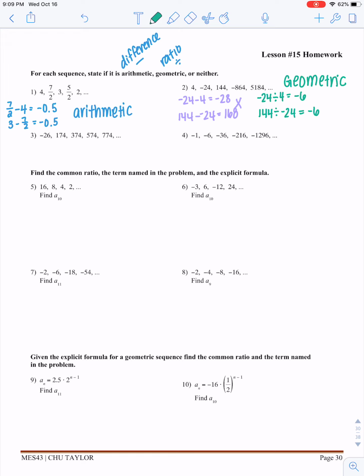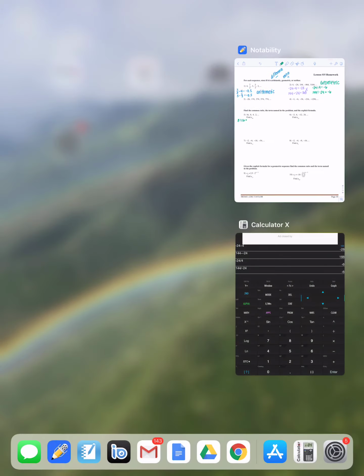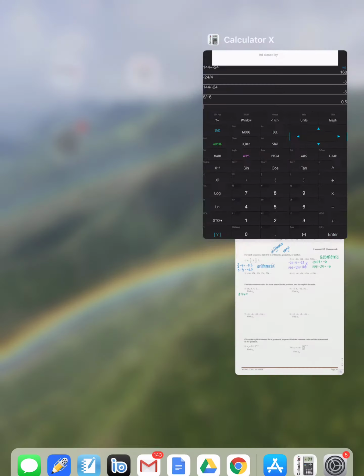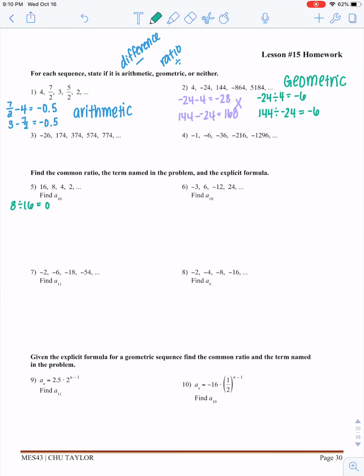Next question. It says find the common ratio and then the term named in the problem and the explicit formula. So they give you 16, 8, 4, 2. To find my common ratio, you're going to take your second term and divide it by your first term. So we do 8 divided by 16 is 0.5. That is your common ratio.